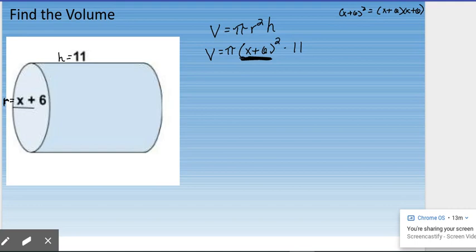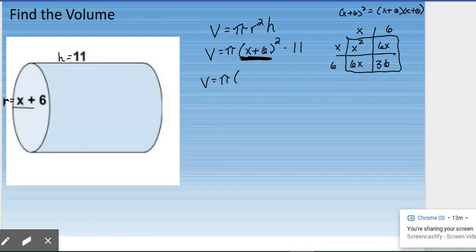In order to do this correctly, for the x plus 6 times x plus 6, I need a 2x2 box, or I'm going to do the FOIL method. x plus 6 times x plus 6. x times x is x squared. x times 6 is 6x. 6 times x is 6x, and 6 times 6 is 36. So right now, I have pi times, and I'm going to add up my like terms here, x squared, 6x plus 6x is 12x, plus 36, times 11.